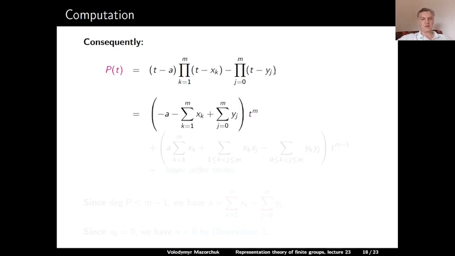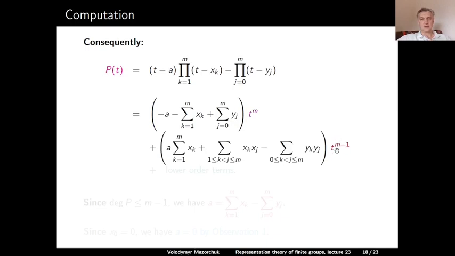So let us write down this polynomial explicitly. The term t to the power m plus 1, from the left summand and the right summand, these two terms obviously cancel. Then we have t to the power m with the following coefficient. From the first summand we have minus a, and then minus x1, minus x2, and so on, so minus the sum over all xk's. Similarly, from the second summand we will get the sum over all yj's. So this is the coefficient at t to the power m.